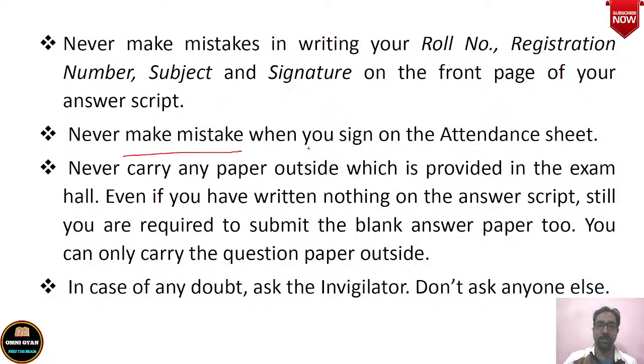Next, never make a mistake when you sign on the attendance sheet. The examiner will provide you one attendance sheet, okay? That attendance sheet is for all the students, and you will have your photo and name there. Check your photo and name nicely and do your signature. You can give a short signature also, not an issue at all, okay? But don't make a mistake in signing. Check your photo and your name, and then beside that you sign, okay?